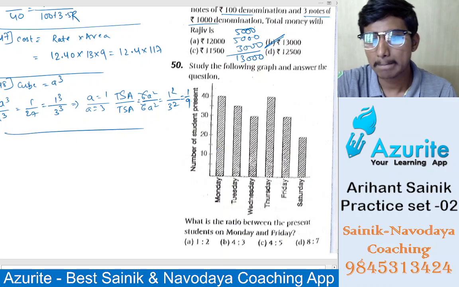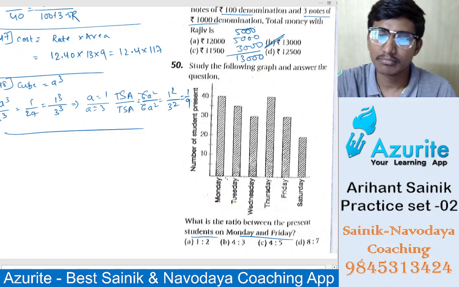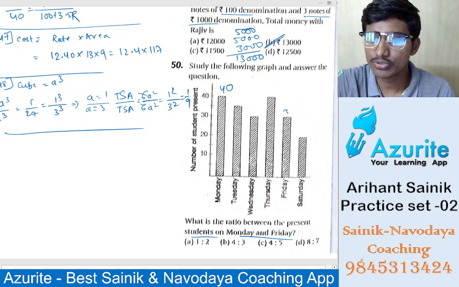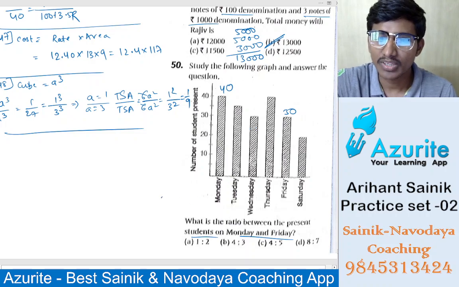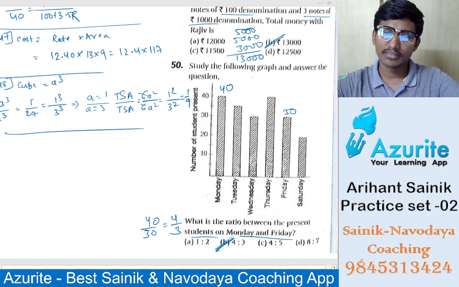So next, question 50. What is the ratio between the present students on Monday and Friday? Monday is how many students? 40 students. Friday is how many students? 30 students. So the ratio will be 40 by 30, means 4 by 3. 4 is to 3. Answer option B here. Got it?